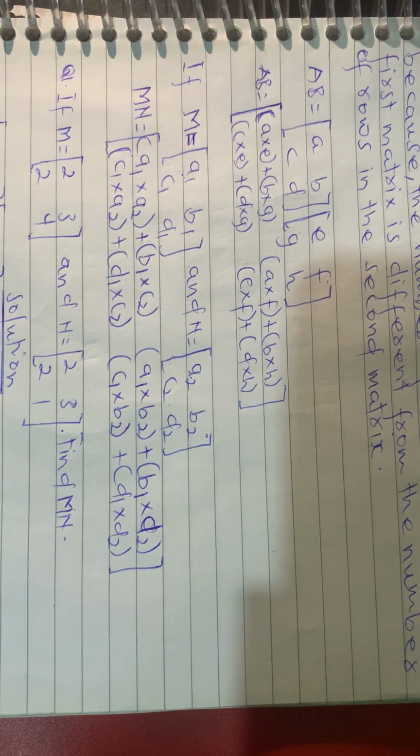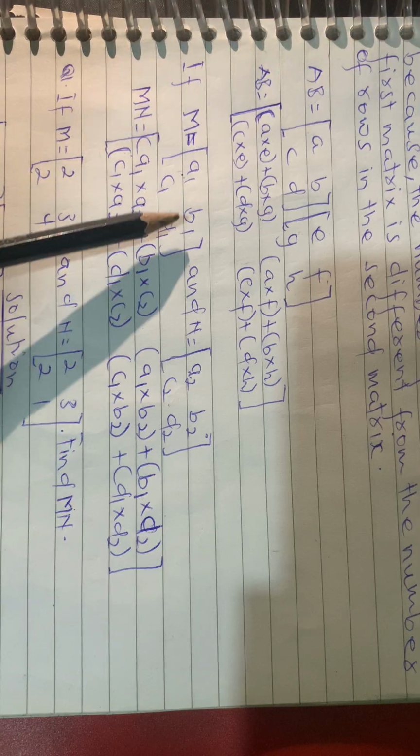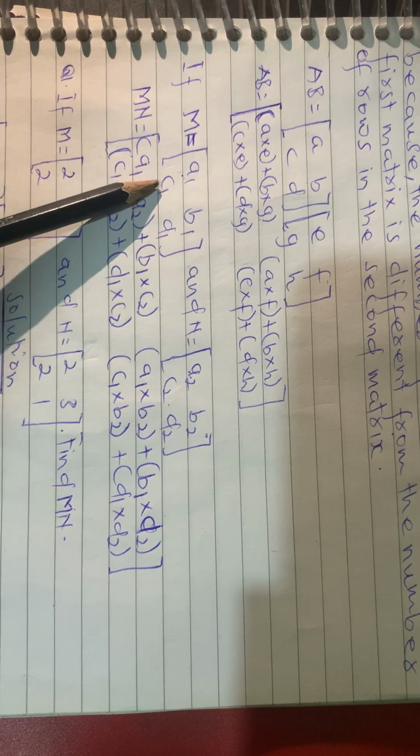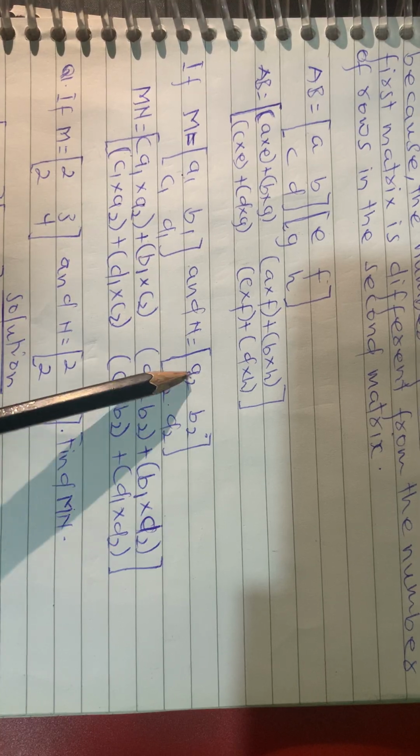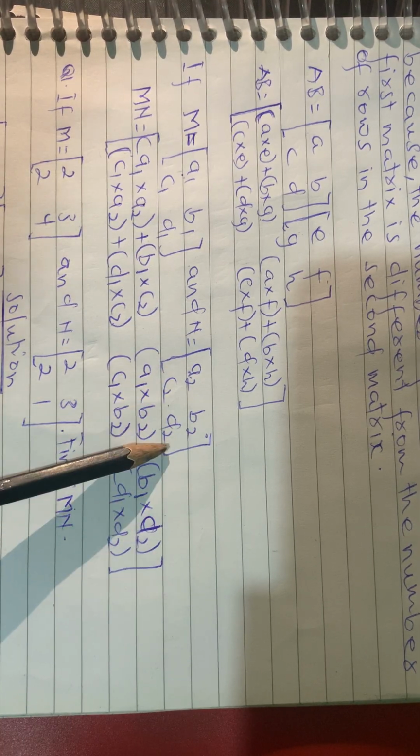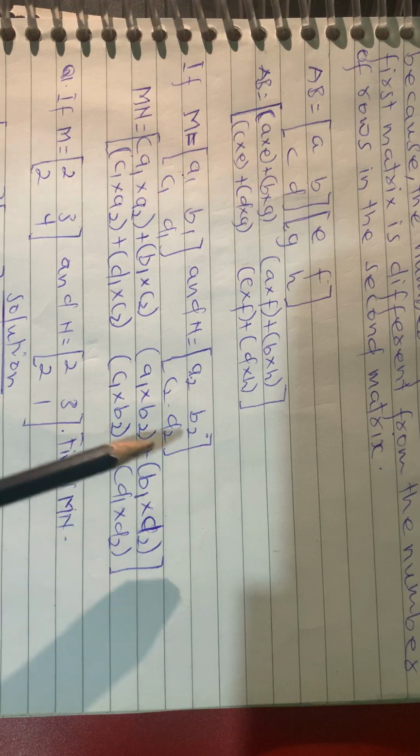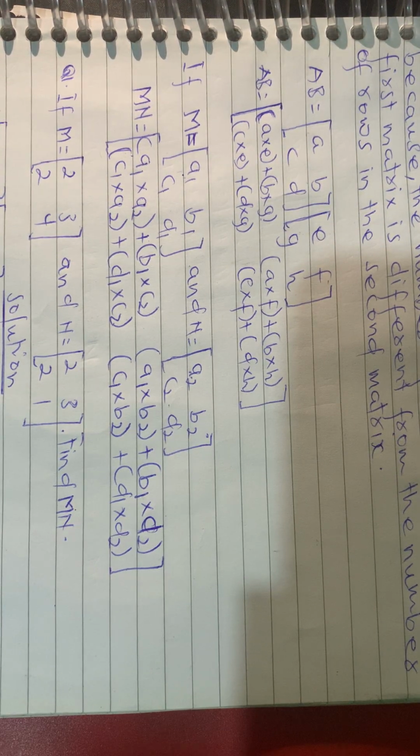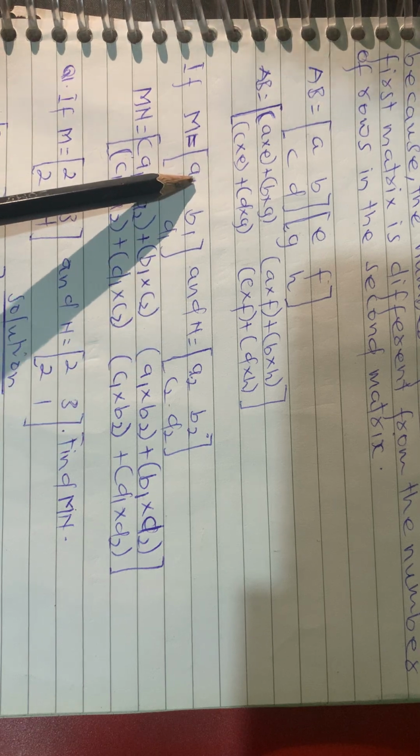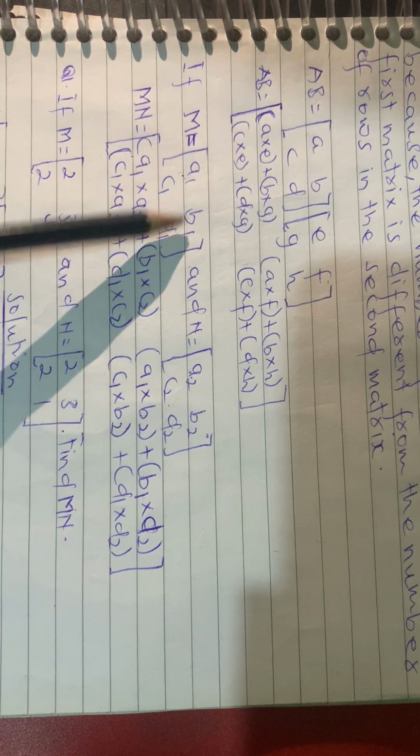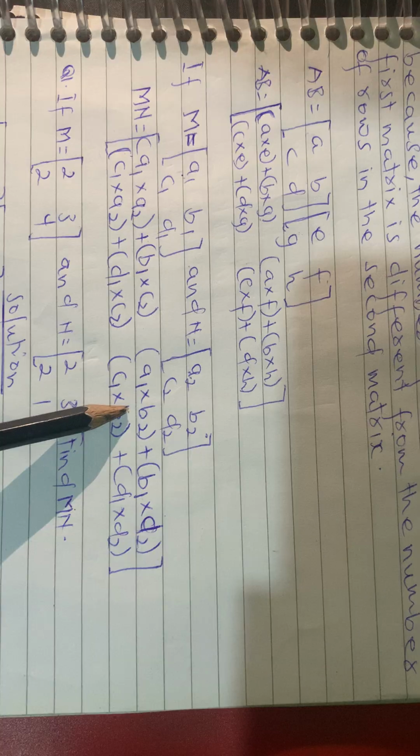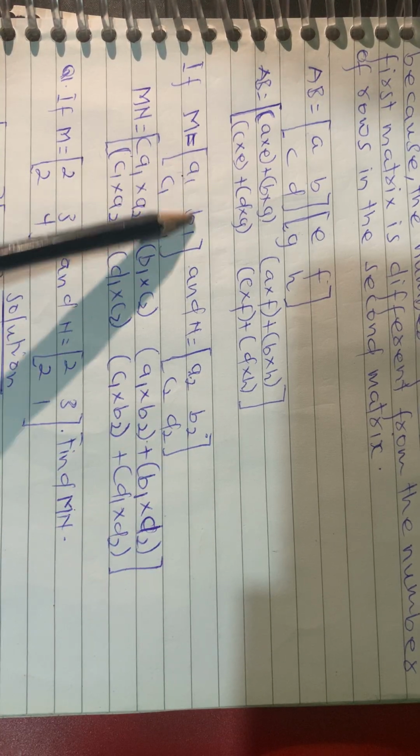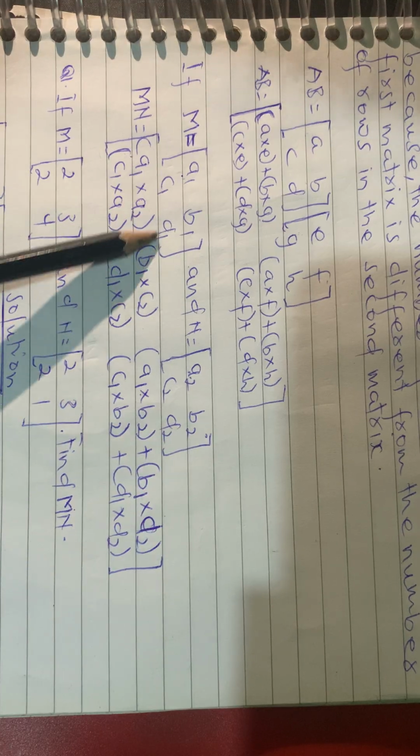So let's say I have another matrix. M is A1, B1, C1, D1, and N is A2, B2, C2, D2. And I want to find the product, or I want to multiply them. M times N. So use this first row to multiply this first column. Come and use this second row to multiply this first column. Then use the first row to multiply the second column, and the second row to multiply this column.